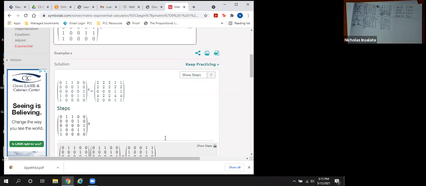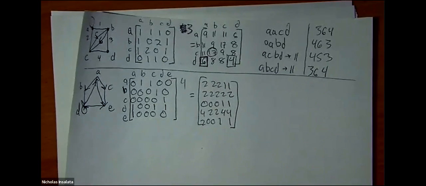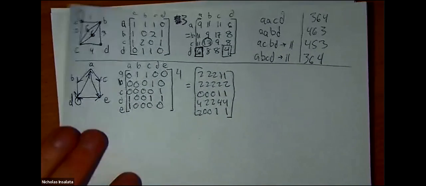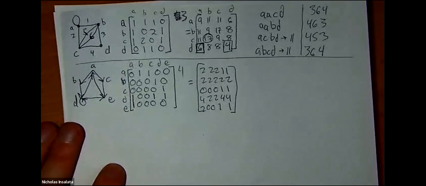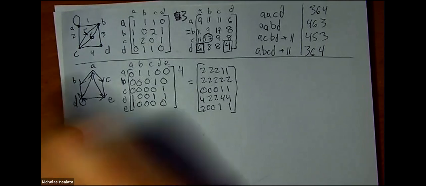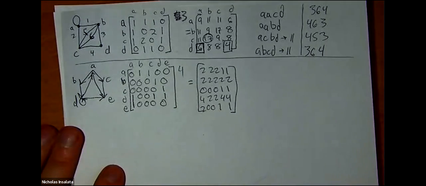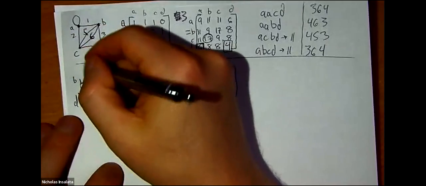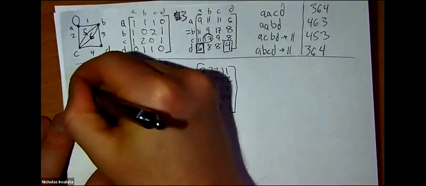Okay, cool. So what should we check? What paths of length 4 do you want to look at? From which letter to which other letter? While you're telling me, I'll label these. 1, 2.